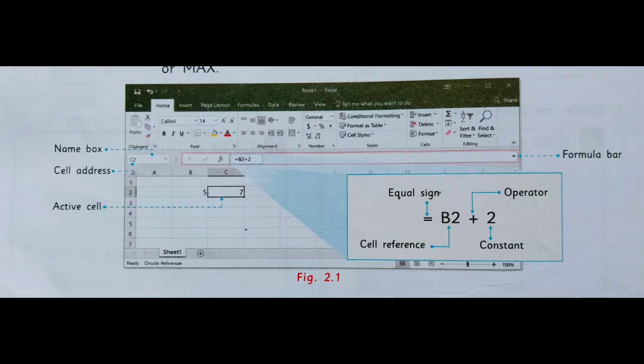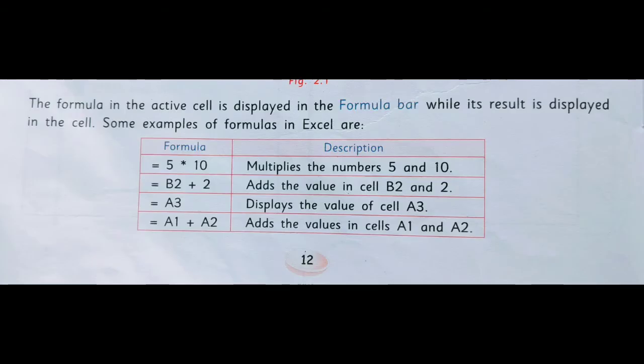So this type of image will be displayed on your computer. You can see there is the name box, the cell address, the active cell, and the formula bar. You can see when you open Excel 2016, it will be displayed on your screen. So how the equal sign, operator, constant and cell references are represented here. The formula in the active cell is displayed in the formula bar, while the result is displayed in the cell.